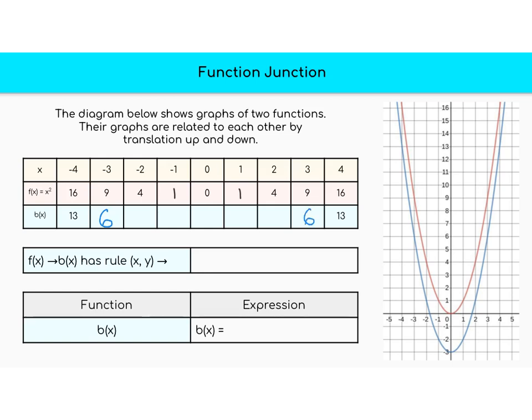Now, I want you to analyze the table with patterns. Since this graph translated 3 units down, let's see what happened to the points. It started at the red, and then it went down 3 to the blue. So 16 minus 3 is 13. 9 minus 3 is 6. 4 minus 3 is 1. Since it's symmetrical, we'll put a 1 here. Okay, 1 minus 3 is -2. Since it's symmetrical, -2. And then 0 minus 3 is -3.